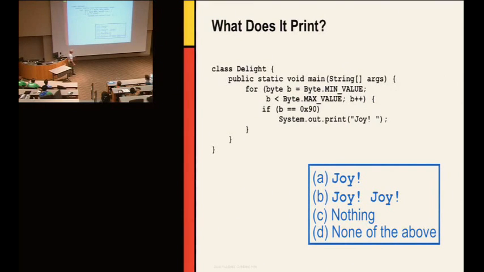4 of you. How many people think joy, joy? Another 4 of you. How many people think nothing at all? About 25 of you. And how many people think none of the above? That is always a popular answer. In this case, 10 of you picked it. And in this case, majority rules. The 25 of you who said nothing at all are right.